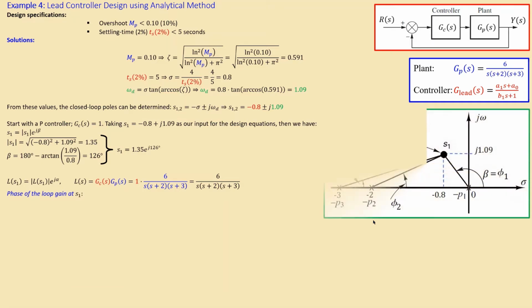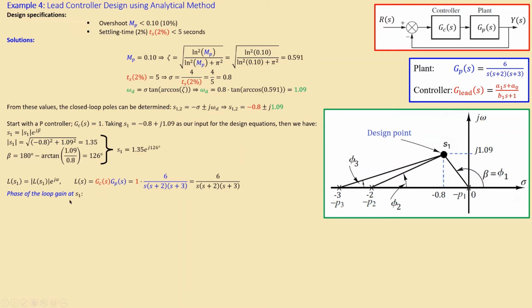So if I now look at the diagram here, you can see there's a design point S1, which is actually this design point, which has a real part of minus 0.8 and an imaginary part of j1.09. Now this angle is what we have calculated here, so it is 126 degrees. You can also see that this is a positive angle, and we need to subtract actually from the whole circle this angle what we actually have done here. And this length from the origin all the way to the design point actually is 1.35.